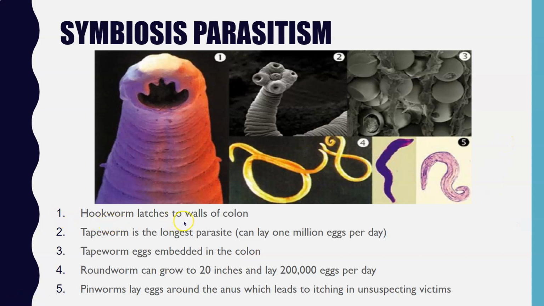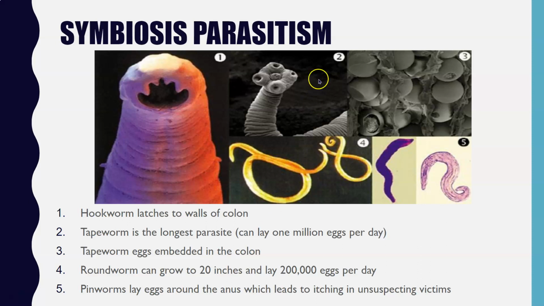Parasitism: hookworm latches to walls of colon. A hookworm is really disgusting, and it literally can live inside of animals and inside of your colon, which is towards the end of your large intestine. Tapeworms are the longest parasite, and they can lay 1 million eggs per day.